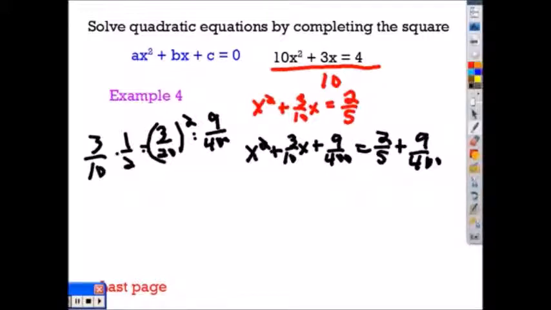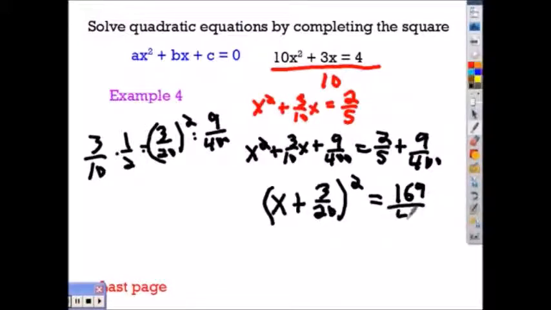So I already completed the square, so let's go ahead and factor the left side. So this is going to be x plus, remember our 3/20, squared equals, well, once I find my common denominator and work everything out, I'm going to get 169 over 400. Next, I simply take the square root of both sides. I'll get x plus 3 over 20 equals positive and negative 13 over 20.